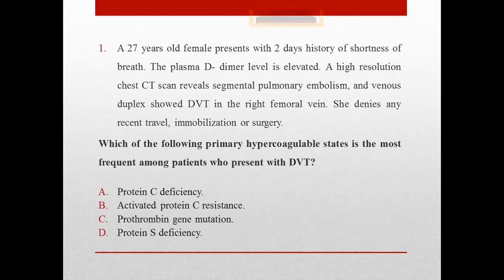A 27 years old female presented with 2 days history of shortness of breath. The plasma D dimer is elevated, and a high resolution CT chest revealed segmental pulmonary embolism, and the venous duplex showed deep venous thrombosis in the right femoral vein. She denies any recent travel, immobilization, or surgery. Which of the following primary hypercoagulable states is the most frequent among patients who present with DVT and pulmonary embolism? Protein C deficiency, activated protein C resistance, prothrombin gene mutation, or protein S deficiency? So start answering, please.